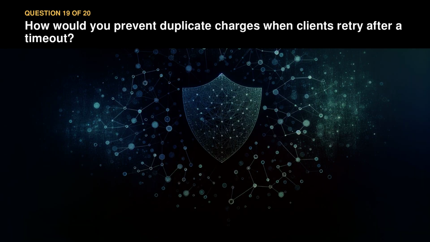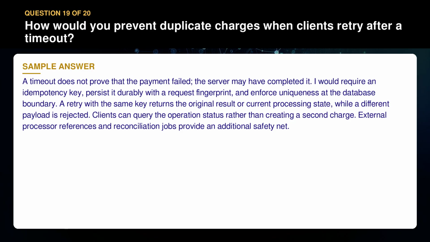Question 19. How would you prevent duplicate charges when clients retry after a timeout? A timeout does not prove that the payment failed. The server may have completed it. I would require an idempotent key, persist it durably with a request fingerprint, and enforce uniqueness at the database boundary. A retry with the same key returns the original result or current processing state, while a different payload is rejected. Clients can query the operation status rather than creating a second charge. External processor references and reconciliation jobs provide an additional safety net.